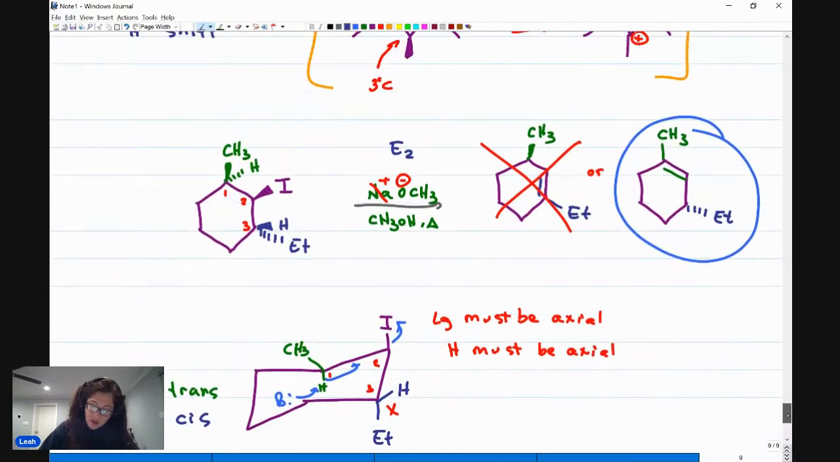Watch this. Without ever having to draw the chair, I recognize that if iodine is on a wedge and it is up, then this right here on a dash is down, and that is trans. I need to have my leaving group and my hydrogen trans to each other. So I know that it's the green hydrogen I'm taking. I know that it's the green one that I'm going to form a pi bond with. Never drew a chair and never had to worry if I had the correct conformation or not.